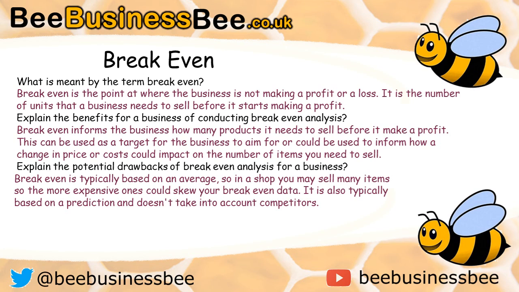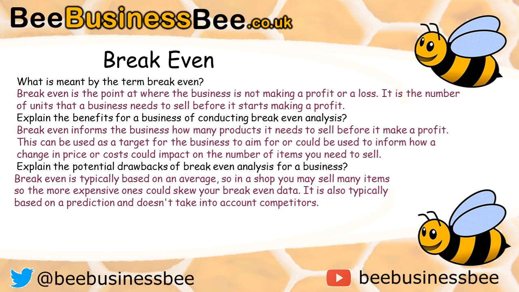Break-even is typically based on an average. So in a shop, you may sell many items. So the more expensive items would skew your break-even data. It's typically based on a prediction and doesn't take into account the actions of competitors. What I'm trying to say there is, if you think logically about this, we're doing break-even for your small business selling sweets in school. If you sell sweets, cans of Coke and packs of crisps, your break-even will be an average figure. But you may actually sell more of one item than the other, or one item may be more expensive than another. But because it's an average, it has to take into account all three. And that doesn't make it as accurate as it should be.